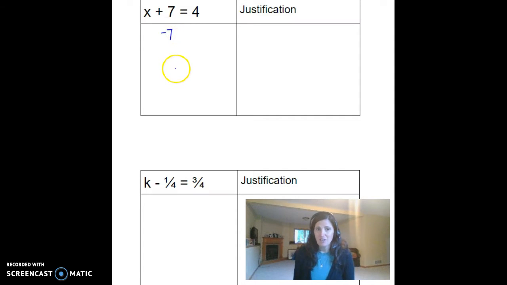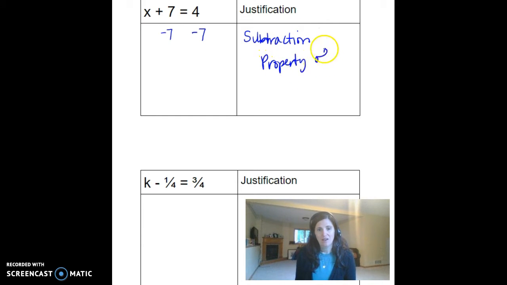Whatever we do to one side of the equation, we have to do to the other side. That's that property of equality that says if something's equal, both sides are the same. So if we do something to one side, we have to do it to the other side to keep our equation equal. Since we subtract 7 from the left side, we're going to do the same thing to the right side. That is a property of equality. And specifically what happened was we subtracted. So our justification is the subtraction property of equality.